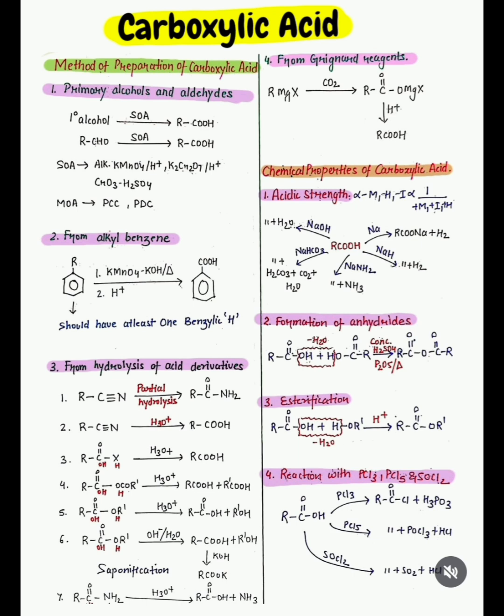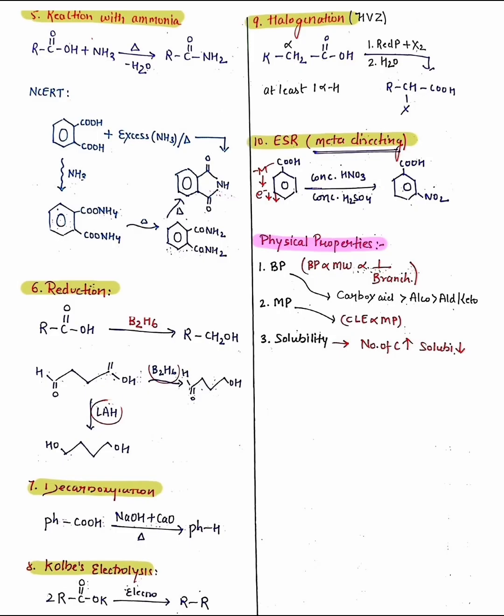When carboxylic acid reacts with thionyl chloride, it forms acid chloride along with SO2 gas as well as HCl gas. And this is the most convenient method for the preparation of acid chloride from carboxylic acid. Next chemical property is reaction with ammonia.